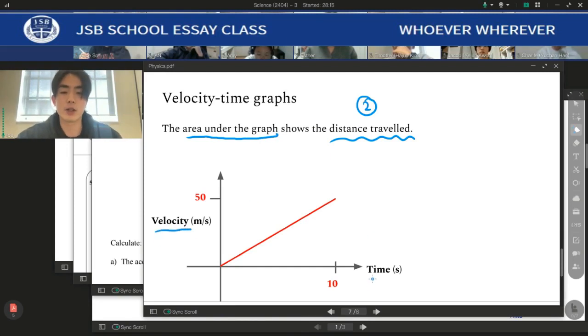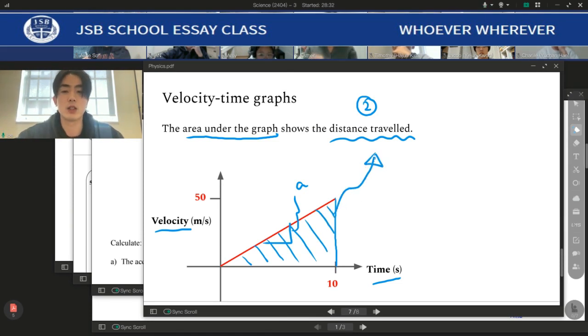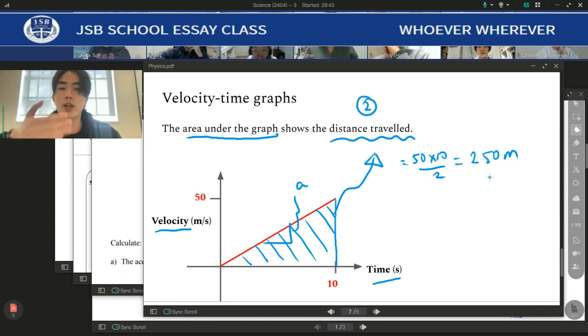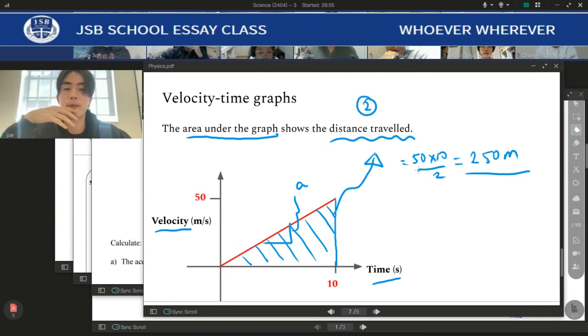So if this is still a velocity time graph, we know that the gradient here is the acceleration. Remember we looked at last slide. The distance is this here. If I draw a triangle, then this triangle, this area, tells us the distance traveled by the vehicle. So in this case, 50 times 10 divided by 2, so this is 250 meters. So the car or the vehicle has traveled 250 meters. For velocity time graph, I want you guys to remember two things: the acceleration and the distance, how we work it out.